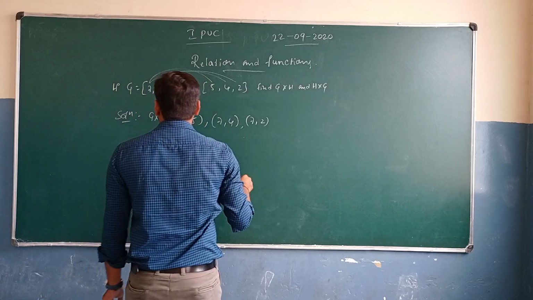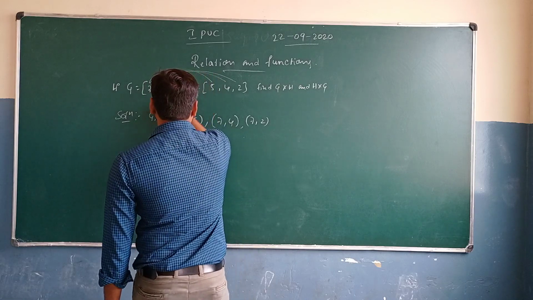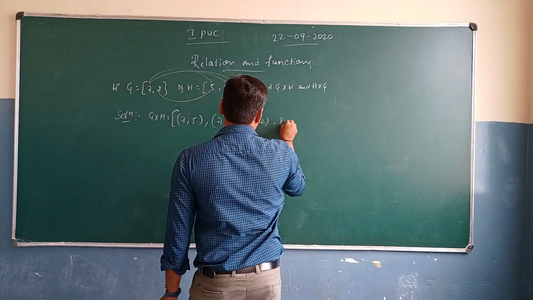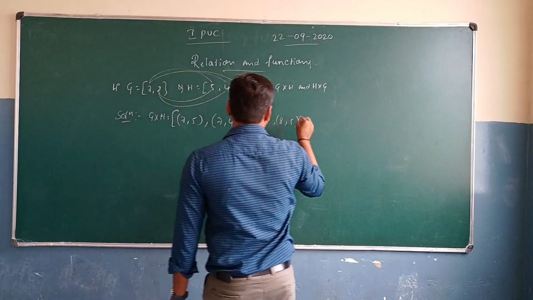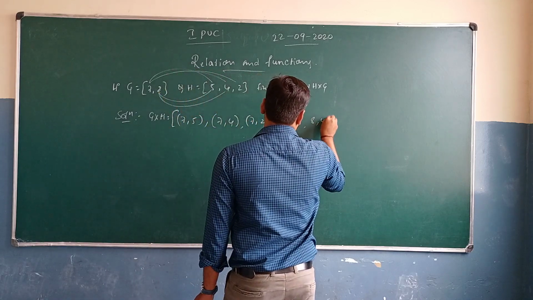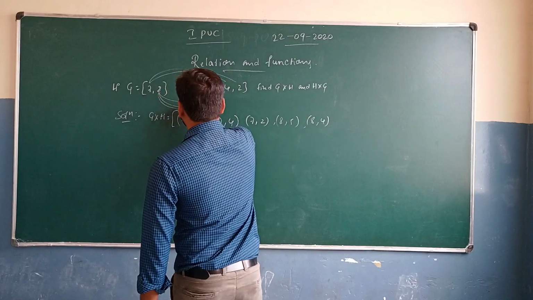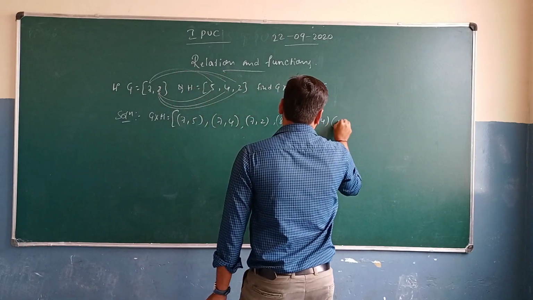Then what about the 8? So 8 comma 5. The next one is 8 comma 4, and the next one is 8 comma 2.